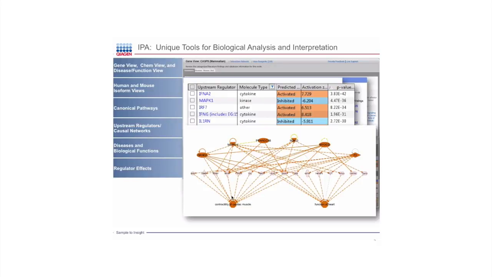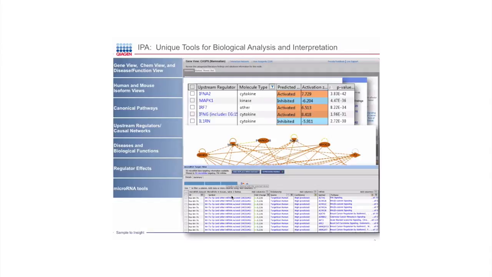The Regulator Effects analysis automatically creates hypotheses for how the activation or inhibition of those upstream regulators could lead to the increase or decrease of expression of target genes in the dataset to subsequently drive particular phenotypic outcomes.